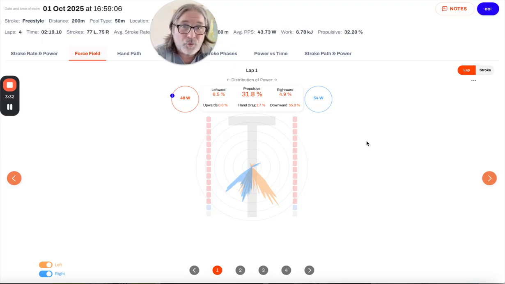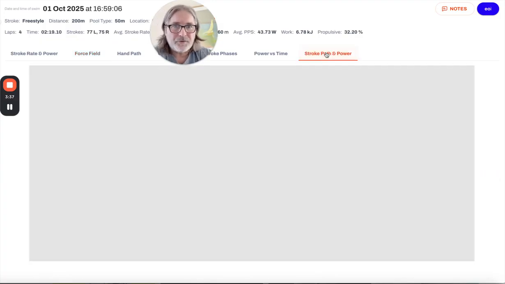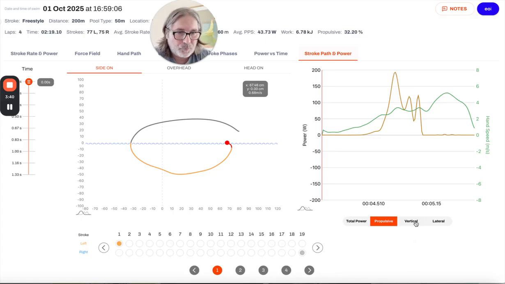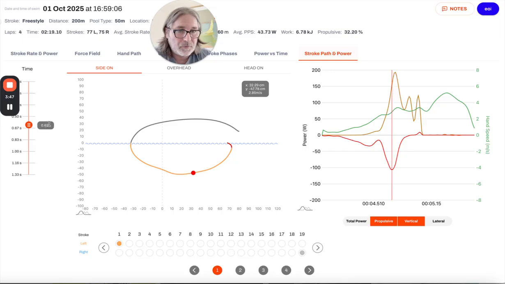But where this starts to get really interesting is, okay, what's going on with the downward? Why are we generating so much? So we'll have a look in here, and we'll pop some vertical on, and we'll just pick the very first stroke, left hand. And I'm going to move that red line through to here. So we've popped the red line right where this athlete is generating the maximum amount of downward force or downward power through the stroke. And the two things that are ringing alarm bells are, number one, look how close we are to the point of maximum propulsion. And this is a problem.